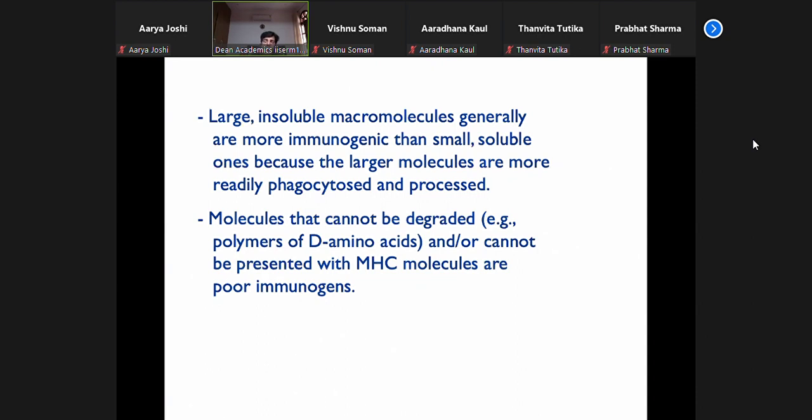Larger insoluble macromolecules are more potent immunogens than the soluble ones, because the larger molecules are more readily phagocytosed and processed. Molecules which cannot be degraded efficiently are less immunogenic. D-amino acids, for example: your system does not have the ability to degrade them, and that is why they are poor immunogens. L-amino acids can be efficiently degraded.